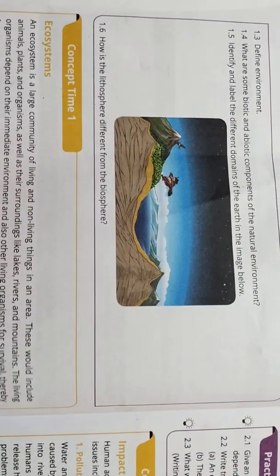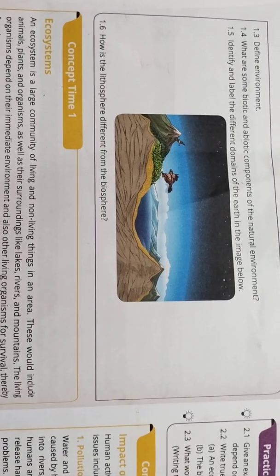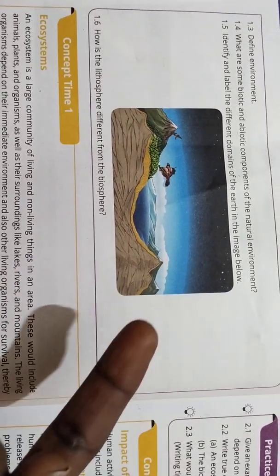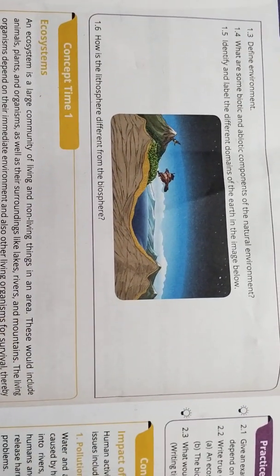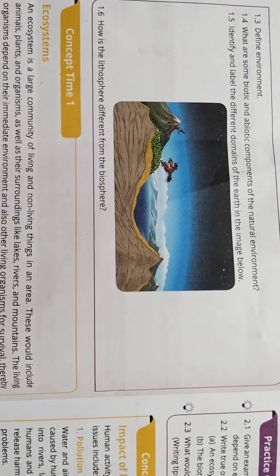And some abiotic components are rocks, water, sunlight, air, wind, land, soil, etc., isn't it? So you have to divide this into two and mention what are the biotic and abiotic components of the natural environment.